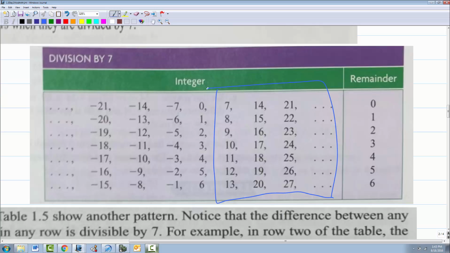What's the remainder when 7 goes into 7? Well, 7 goes into 7 once. What's the remainder? 0. 7 goes into 14 twice. What's the remainder? 0. Take another one.